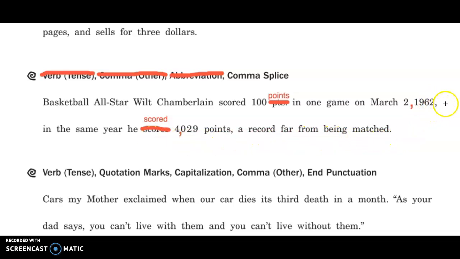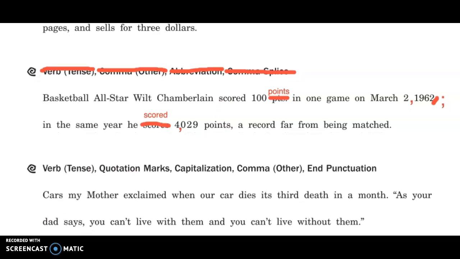This allows me to see that I have a comma splice right after 1962. Again, this comma isn't strong enough to combine these 2 complete sentences, so I have to replace it with punctuation that is. I have 2 options here. I can replace that comma with a period and capitalize the I in in, or I can use a semicolon. A semicolon is going to be a little bit easier for me to use, and so that's what I'll use. I'm going to get rid of that comma then, and I'll replace it with a semicolon. And that fixes my comma splice error.